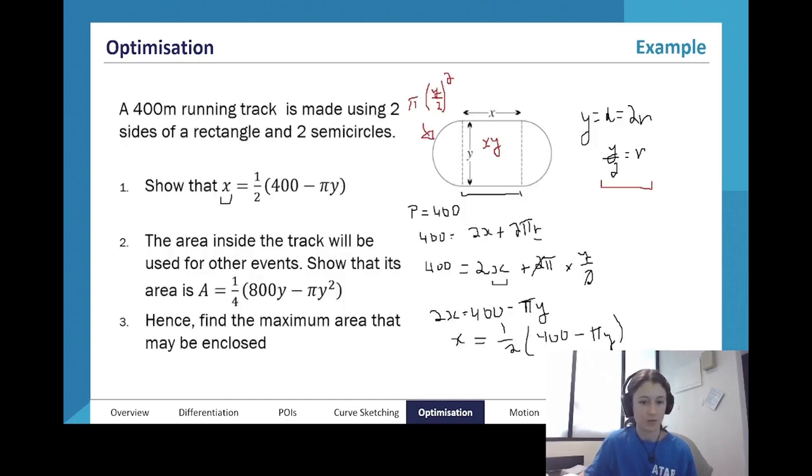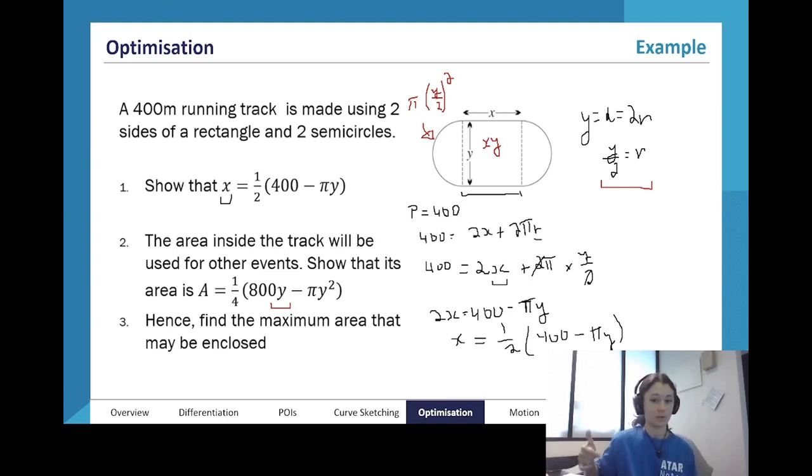And now the format that it wants us to get it in is we have 1/4 out the front, and then we have a y squared in here. The other thing that you might notice is that our area is still in terms of x and y, but the form we want has no x values in it. Take a second, pause the recording to have a think about what we could do here. I'm going to go over the solution now.